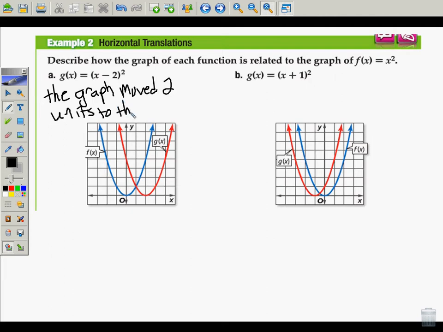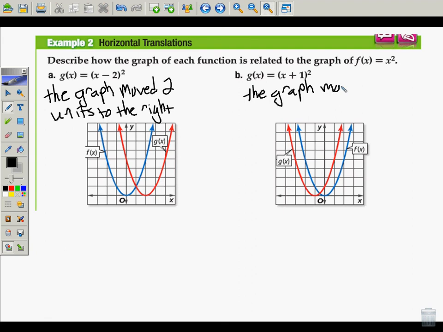And then looking here, we have x plus 1. So we're adding 1 inside parentheses. And then we're going to square it. Adding 1 inside parentheses means it's going to be left or right. And since we're adding 1 inside parentheses, these are those sneaky parentheses. They want you to do the opposite of what actually makes sense. So instead of moving 1 to the right, which makes sense to me, we actually move 1 to the left. So the graph moved 1 unit to the left.